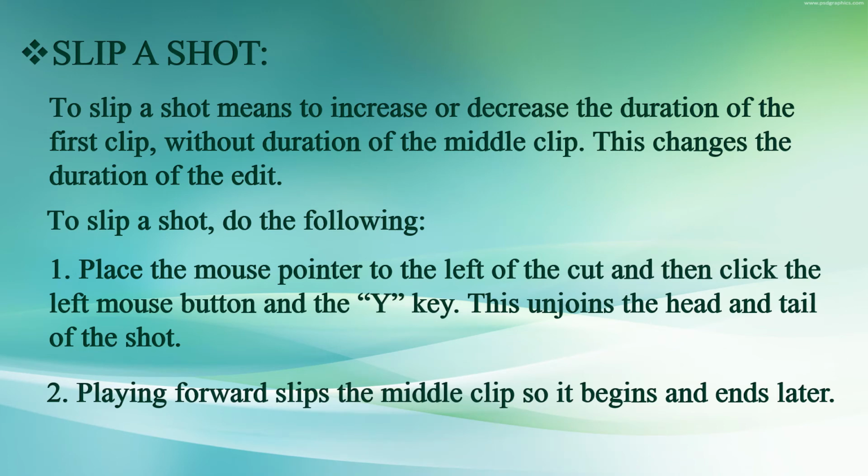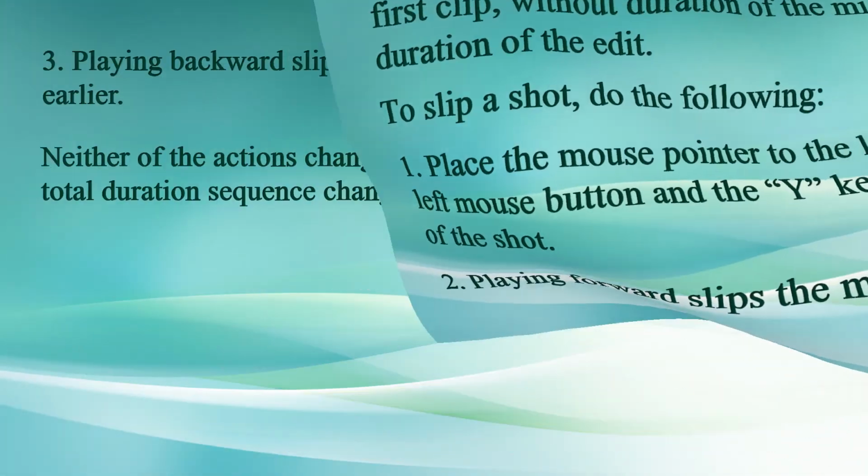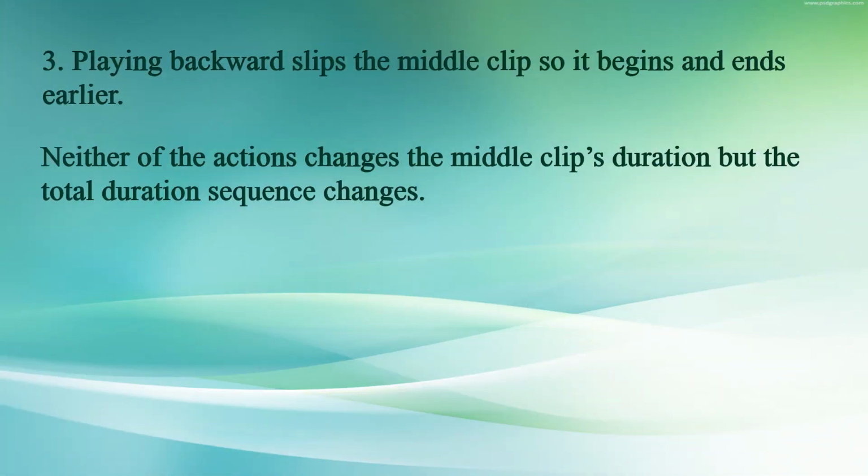Slip a shot. Slip a shot means to increase or decrease the duration of the clip without changing the duration of the middle clip. That changes the duration of the edit. Place the mouse pointer to the left of the cut and then click the left mouse button and the Y key. That unjoins the head and the tail of the shot. Playing forward slips the middle clip so it begins and ends later. Playing backward slips the middle clip so it begins and ends earlier.